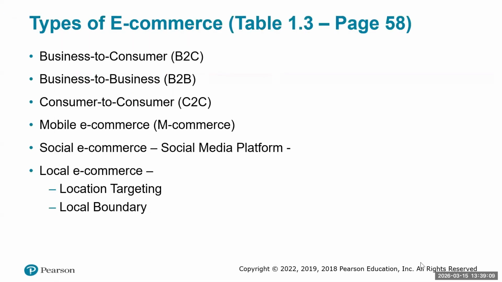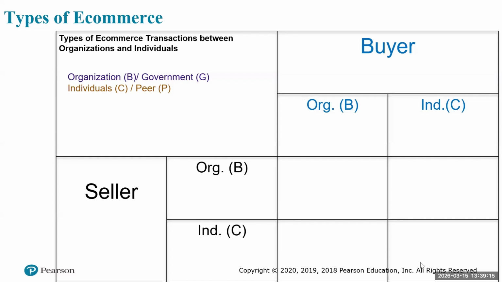Now, to put it in a more identifiable dimension, to help us understand how we actually work on these business models and how we identify them, let's put it in a matrix. So here in this matrix, you see that we have the seller dimension on the row side, and the buyer dimension on the column side.